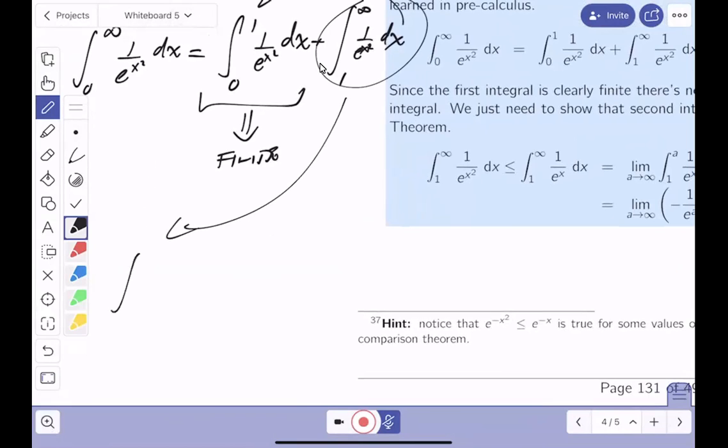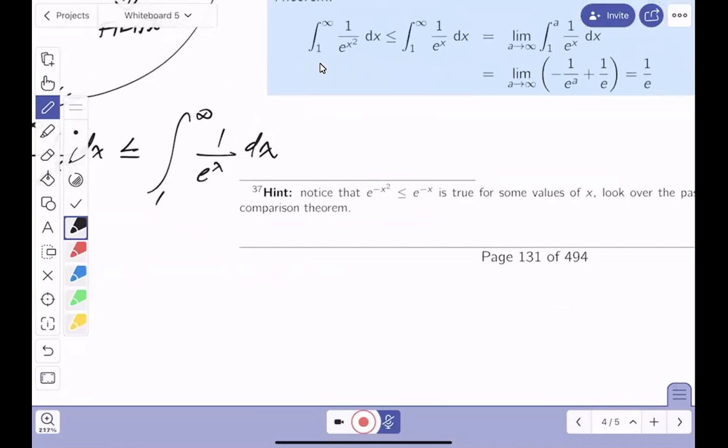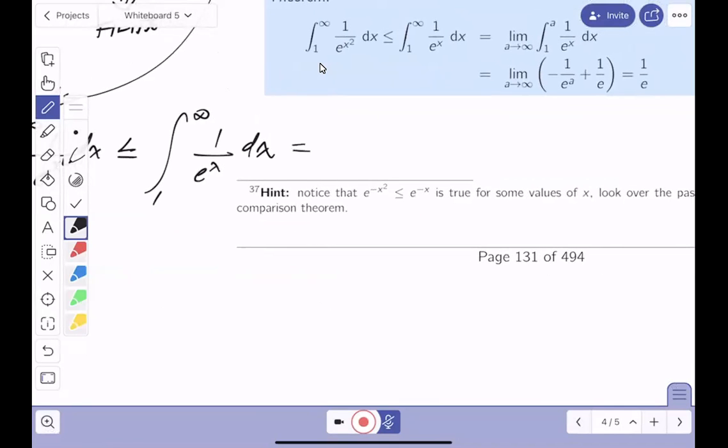Let me write this down for you. So 1 to infinity, 1 over e to the x squared dx is less than or equal to 1 to infinity, 1 over e to the x dx. Let me do that integration. I'll write this down over here for you. Limit. And again, I want to show this is convergent.